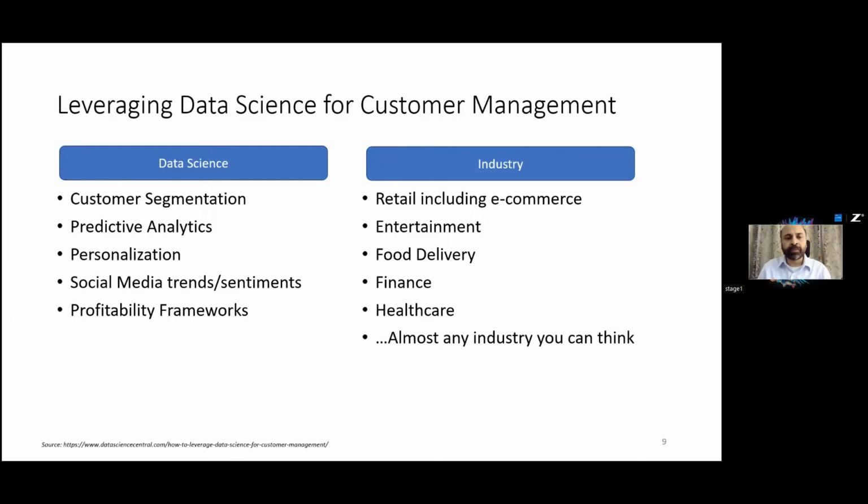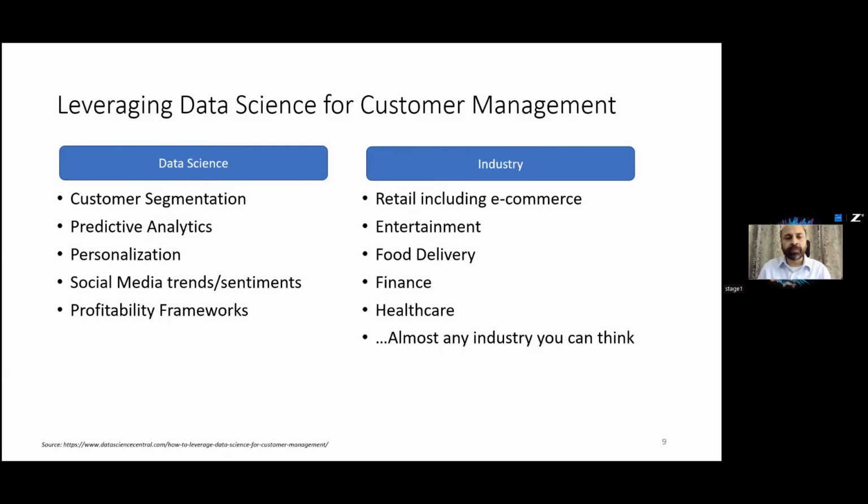Let's say somebody uses your product and he or she is either happy or not happy by using that product, and he or she posts it on, let's say, Instagram or Twitter, right? And if you pick those signals in the right way, you can actually improve your customer management.